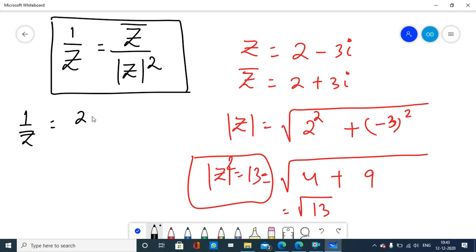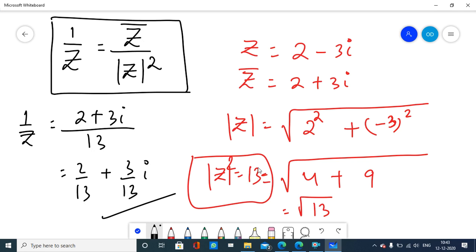Then 1 by z will be what? Conjugate of z, that is 2 plus 3i, divided by modulus of z square, which is 13. So it is equal to 2 by 13 plus 3 by 13 i. Take the screenshot. This is an alternative method. You can do whichever way suits you. Clear? Okay, now let's move on.